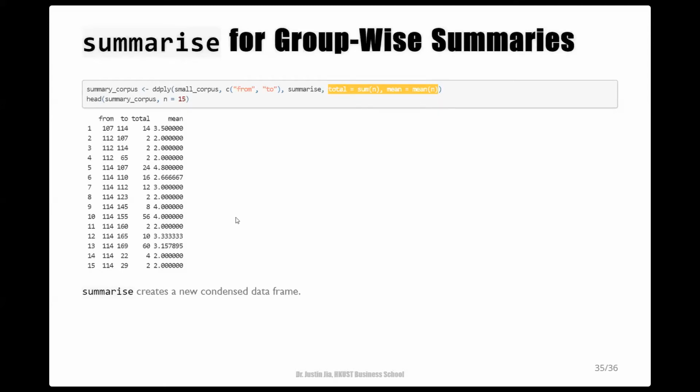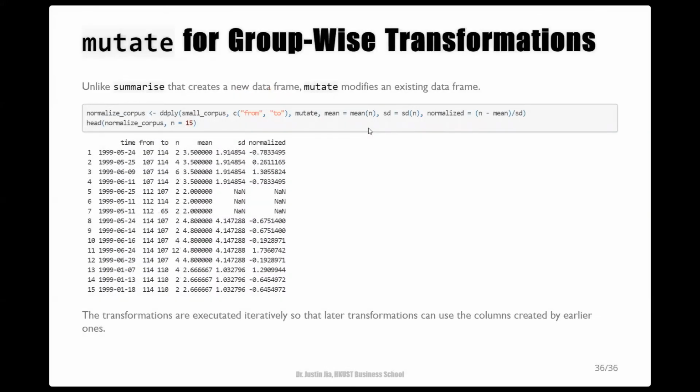And the result is going to be stored in a new data frame, which includes columns for these two grouping variables, as well as those for these two summary statistics. As you may find, the columns for these two summary statistics are labeled by these two keywords, respectively. The summarize function creates a new data frame. But if you want to modify the existing data frame in place, we should instead use the mutate function.